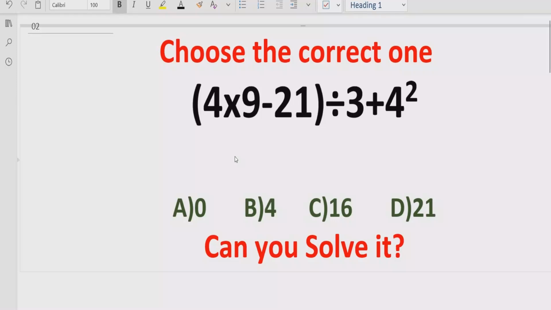Today we will solve another quiz which is related to arithmetic expression. The quiz contains the basic operations minus, plus, multiplication and division. So we have to solve this quiz using PEMDAS and BODMAS method and find out the correct answer. In the answer list we have four answers. A is 0, B is 4, C is 16 and D is 21. So let's see after solving it which answer is correct.